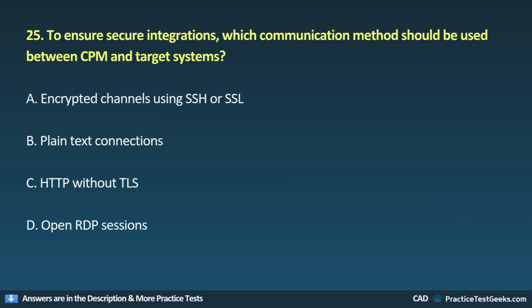25. To ensure secure integrations, which communication method should be used between CPM and target systems? A. Encrypted channels using SSH or B. Plaintext connections. C. HTTP sessions.